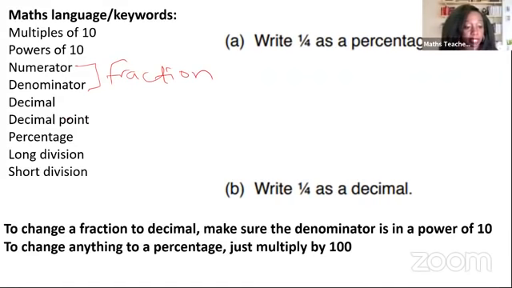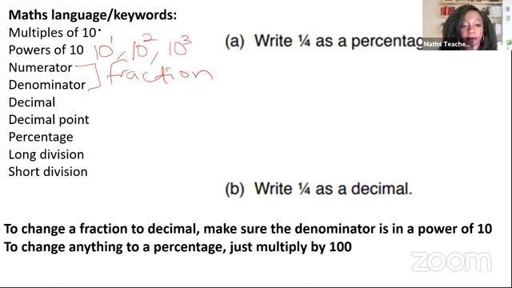And then obviously powers of 10. We did talk briefly about this last week. So the first power of 10, for example, will be 10, which is 10 to the power 1. The second power of 10 will be 100. And the third power of 10 will be 1,000 and so on. So these are all powers of 10.